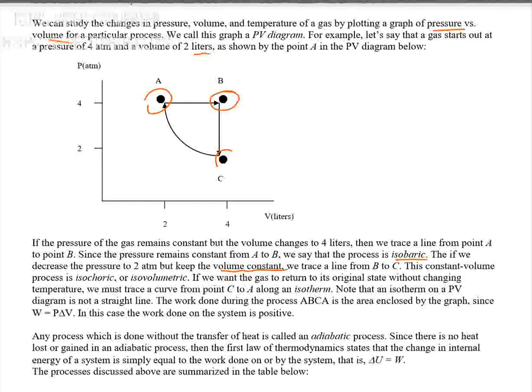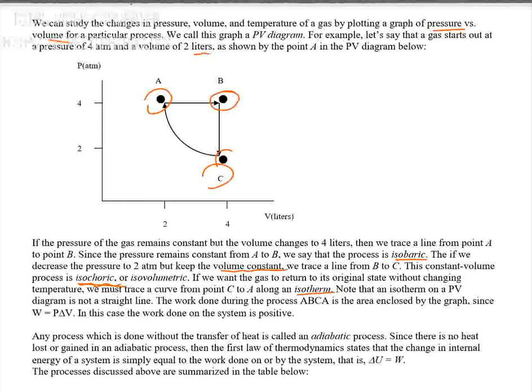At this point, the pressure is decreasing, but the volume is what? Constant. And we can say this constant volume process is what? Isochoric or isovolumetric process. Most of the time we call it an isochoric process. And if we want the gas to return to its original state without a change in temperature, that means making the temperature constant, that is C to A in the diagram. Since the temperature is constant, the process is what? Without changing temperature, we trace the point C to A along an isothermal process.